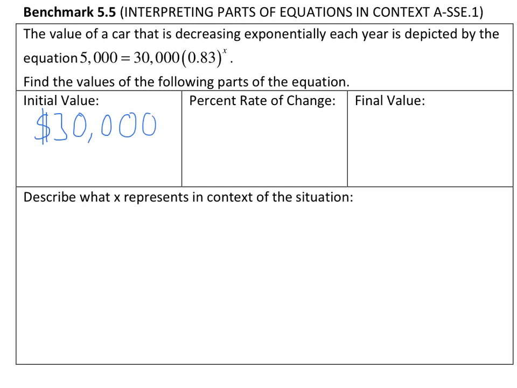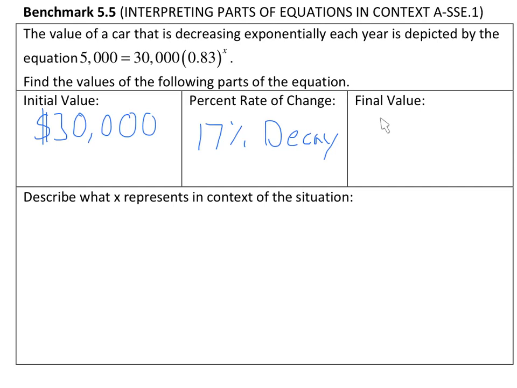Now the next question is percent rate of change. Well, the percent rate of change is always that powered piece, the thing with the power next to it. And you can tell it's a decay because this is smaller than 1. This is not an 83% decay. It's how far from 1 is that. So let's see, if I take $1 and I have 83 cents, that was a 17-cent drop. So since it's a 17-cent drop, I think of that as a 17% decay. So this car is decaying at 17% each year, because we're going by years.